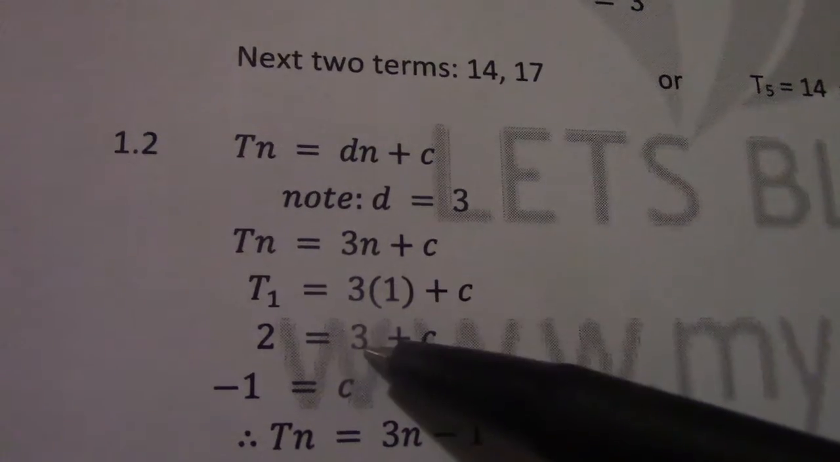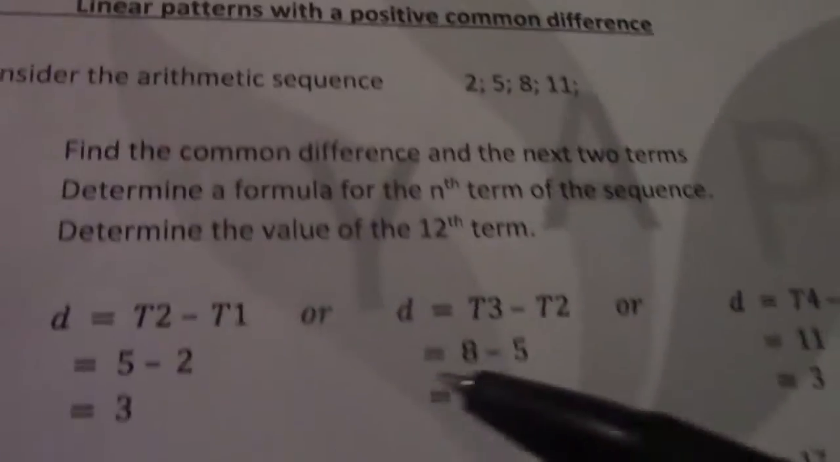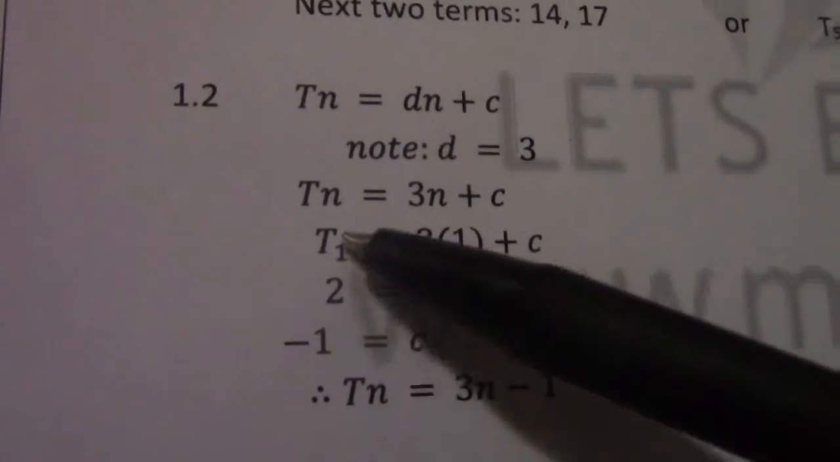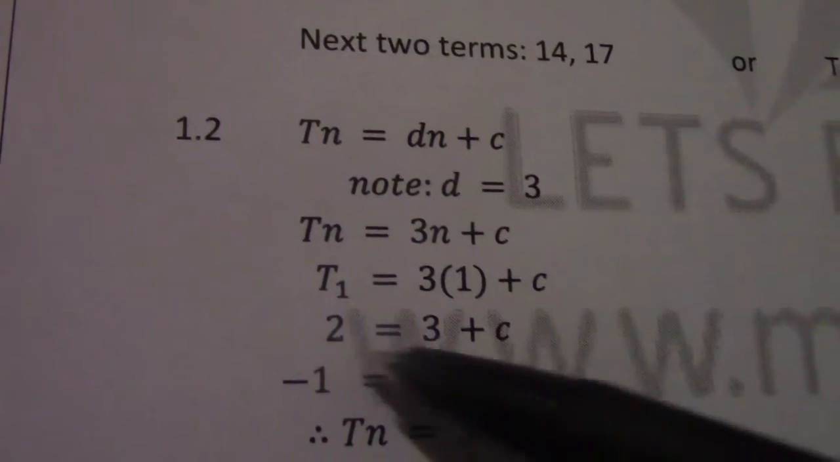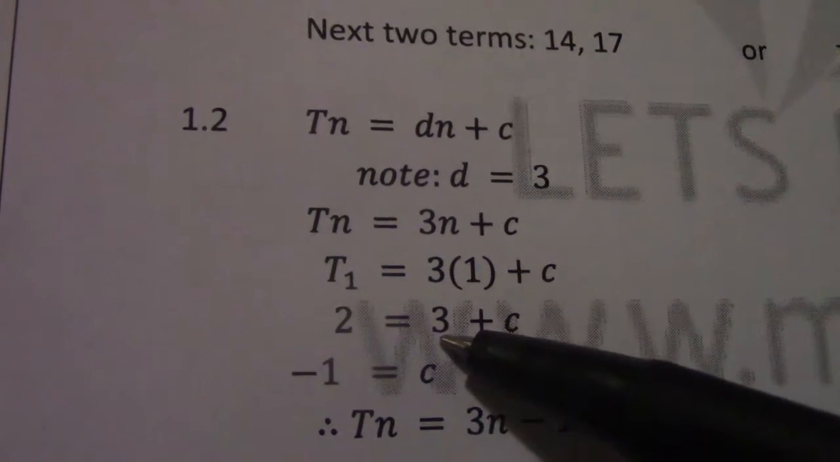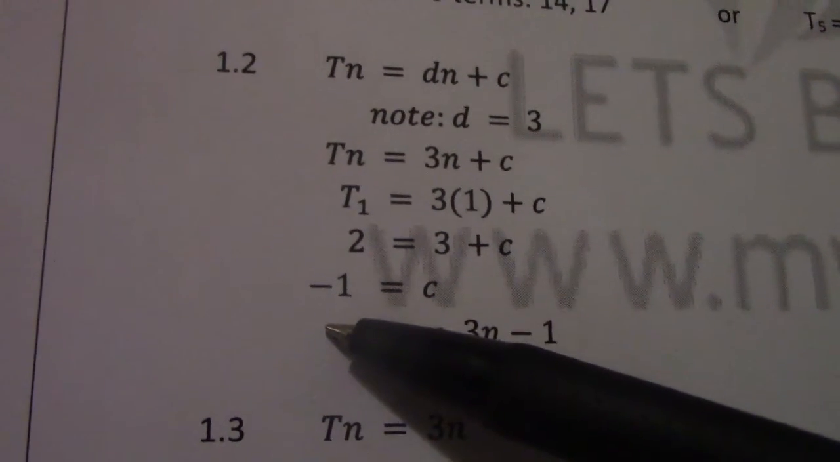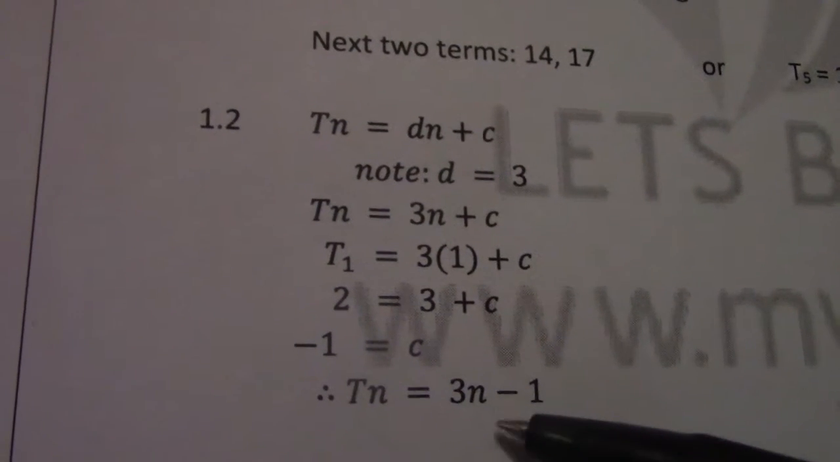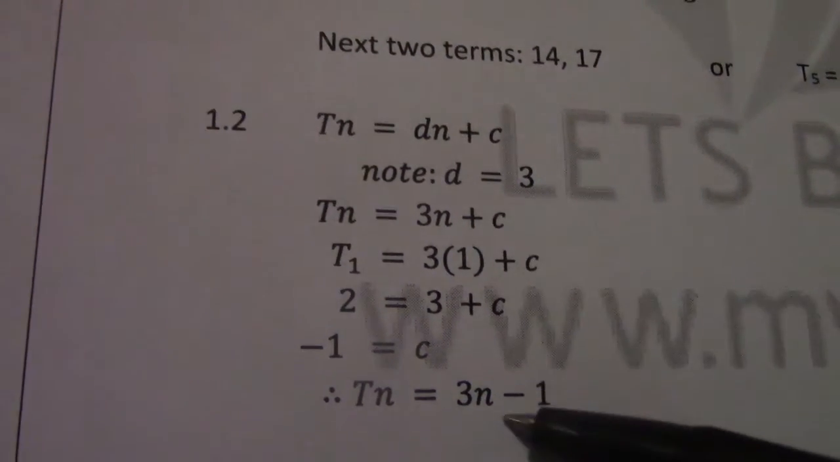3 times 1 is 3. I should know that the first term there is 2, so in the place of term 1, I place 2. So I have 2 = 3 + c. If I take 3 across, it becomes minus 3 plus 2, which gives me minus 1. So c = minus 1, therefore my formula is Tn = 3n minus 1.